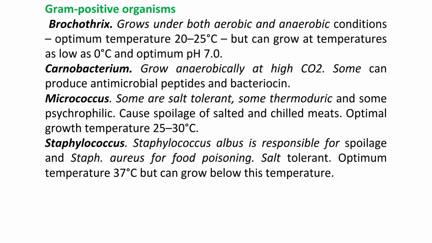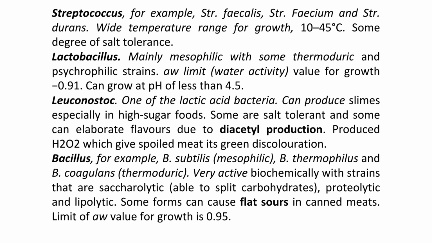Micrococcus species can be salt-tolerant, heat-resistant, or cold-loving. They cause spoilage in salted and chilled meats. Staphylococcus species are also salt-tolerant. While Staph albus causes spoilage, Staph aureus is a major cause of food poisoning. Streptococcus species, like Strep. faecalis, have a wide growth temperature range and some salt tolerance.